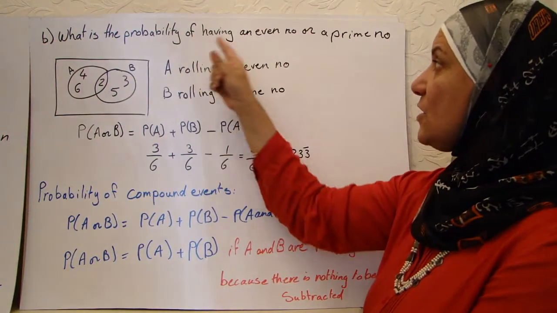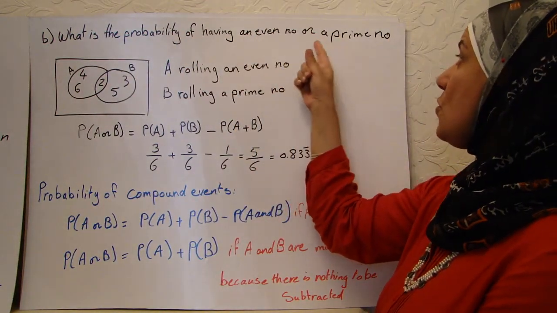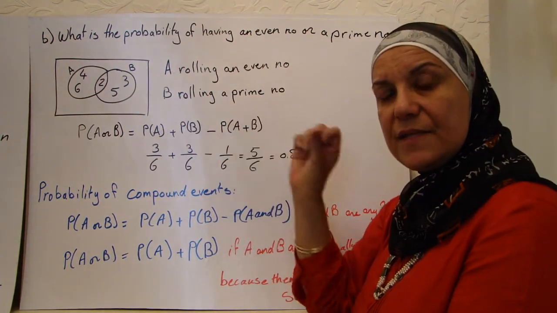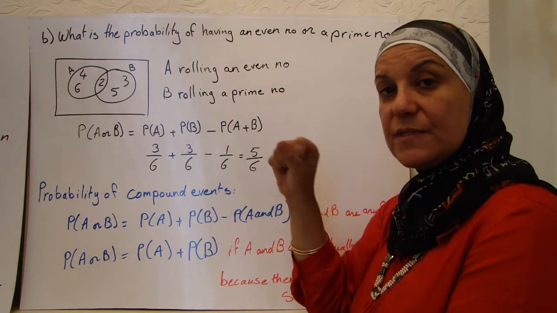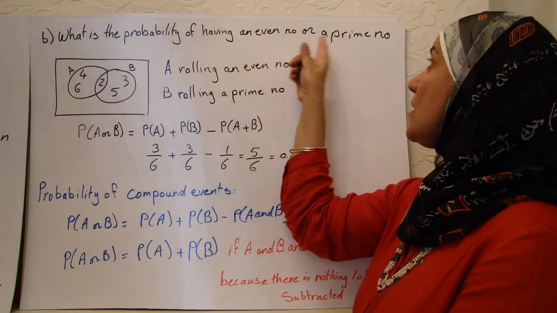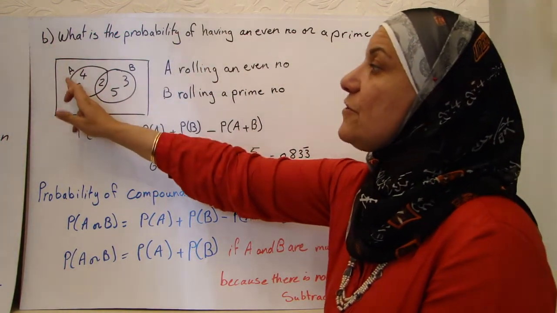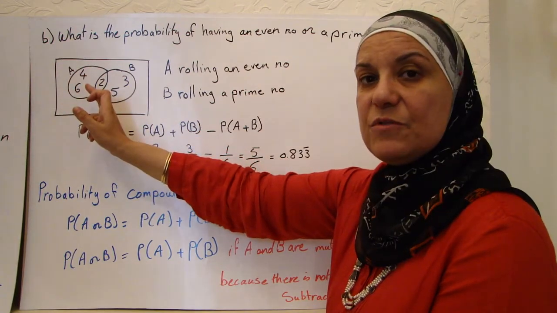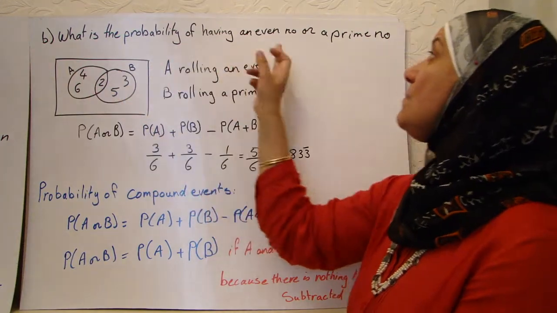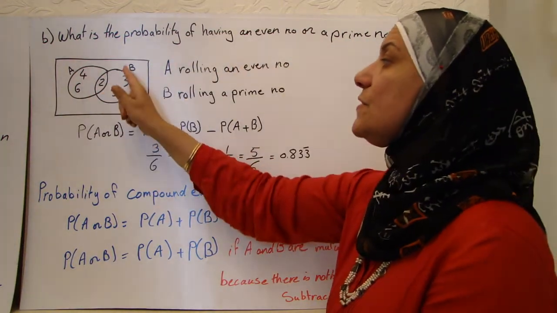What is the probability of having an even number or a prime number? Still with the same example we have, which is the cube that has 6 sides with 6 numbers. So having an even number is my A. How many even numbers do I have on my six-sided die? I have 2, 4, and 6. How many prime numbers? I have 2, 3, and 5.